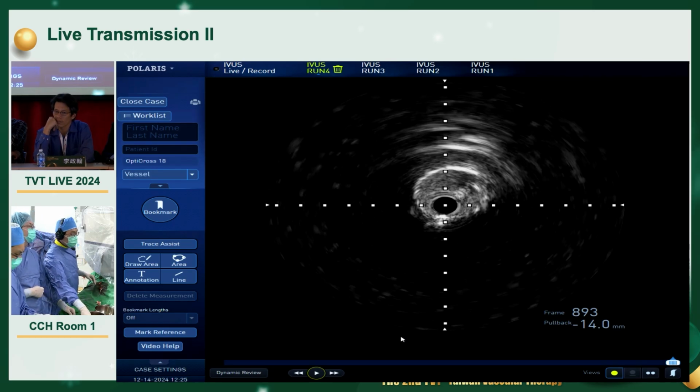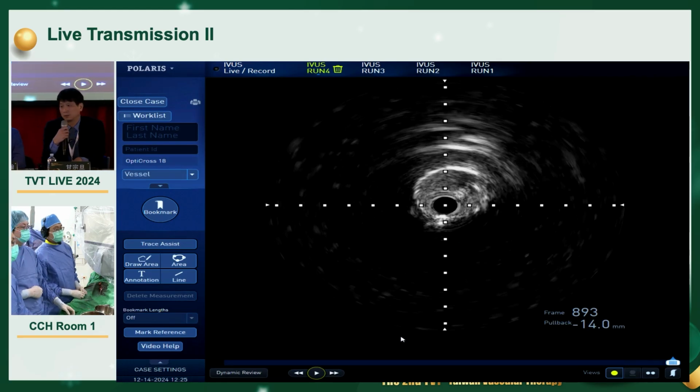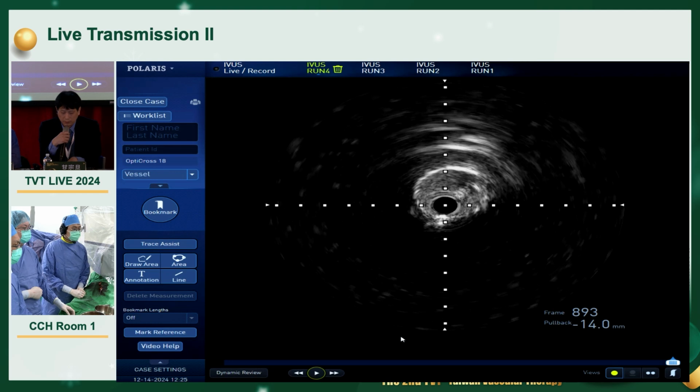So the proximal SFA needs a stenting, right? But preserve the ostium. DCB only. Yes. Okay, maybe you continue your procedure.